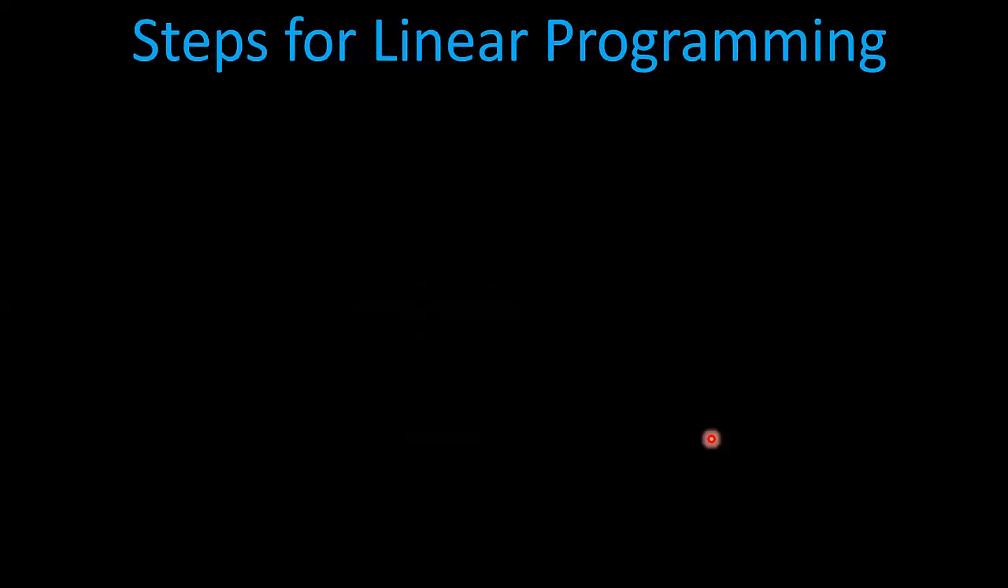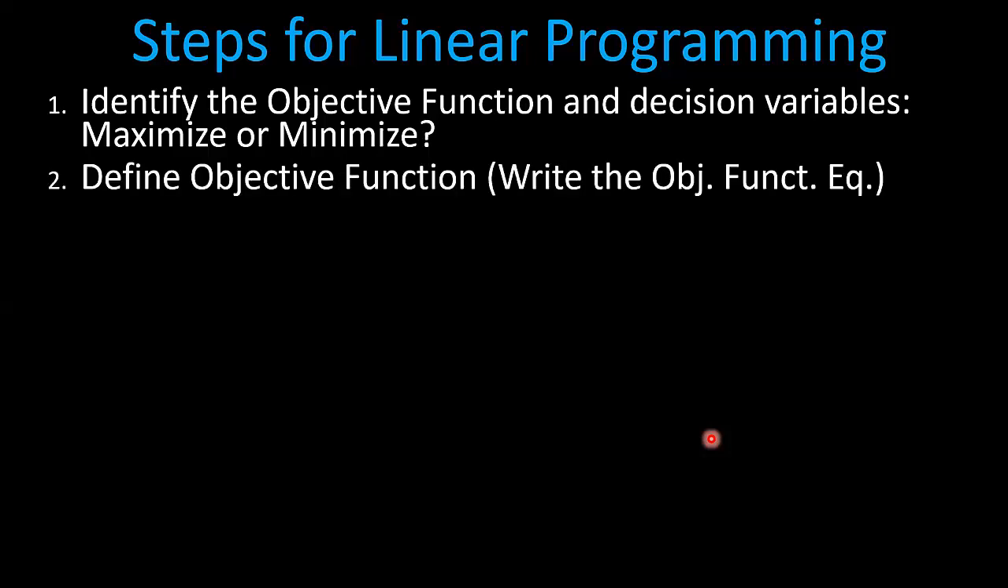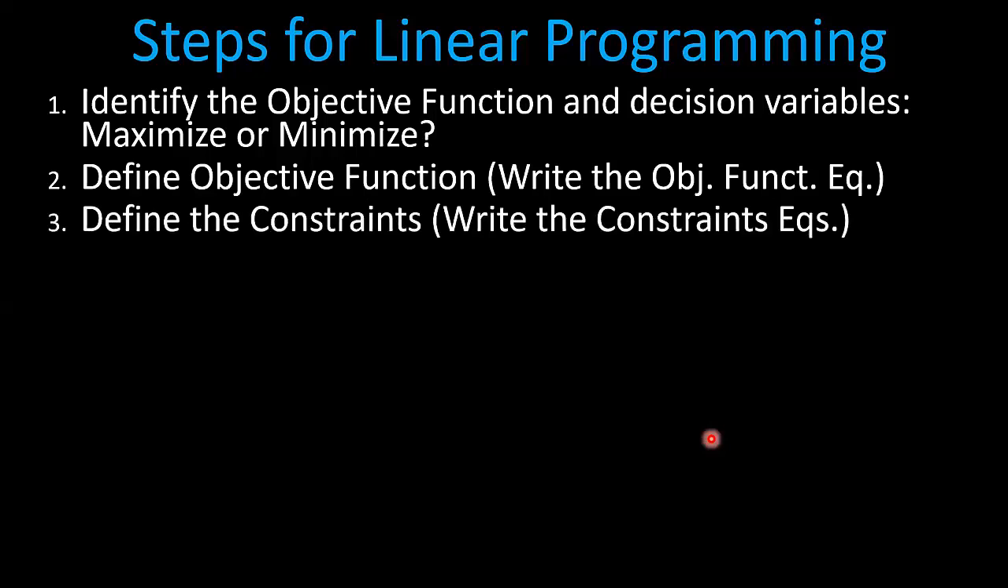So what are the steps for linear programming? What you're going to see is that we have 7 steps for linear programming. The first one is that, again, you need to identify this function and what are the decision variables that you want to use. And what I talked about in the previous slide, do you want to maximize or minimize? The next one will be, once you have identified your variables, if you want to minimize or maximize, then you need to write down the objective function equation. This equation defines what you want to minimize or maximize.